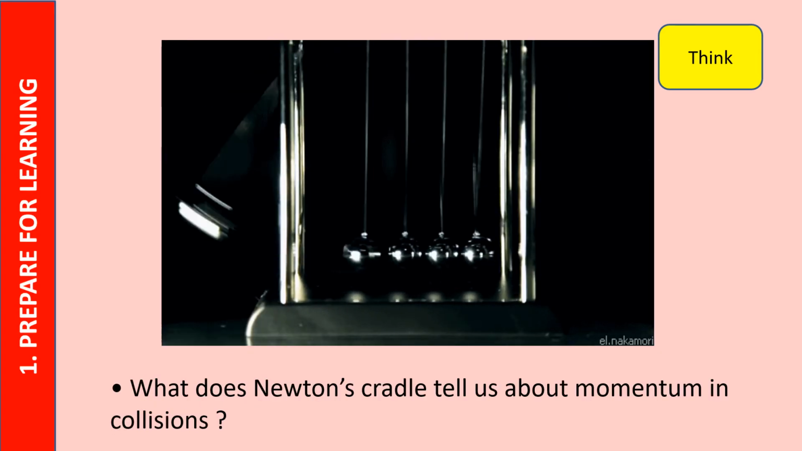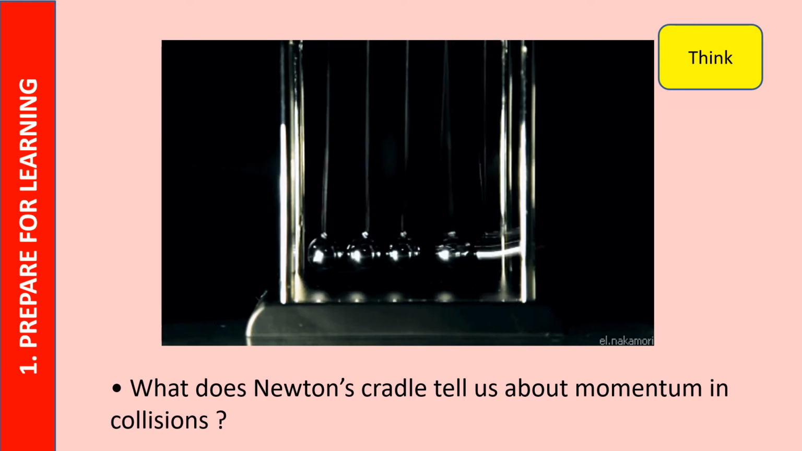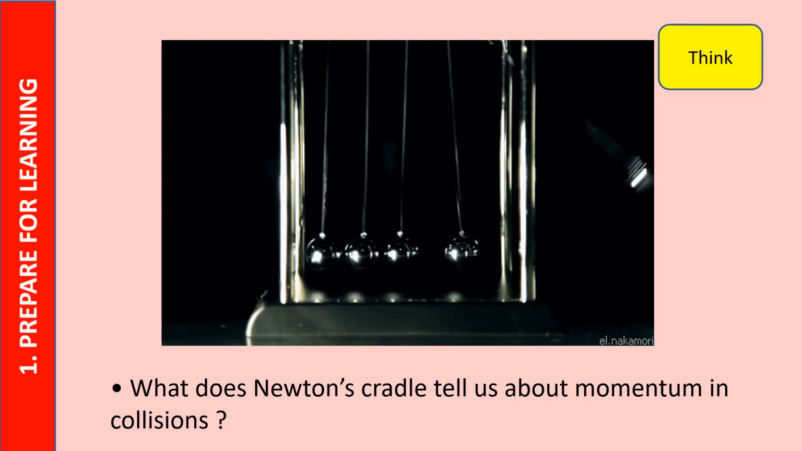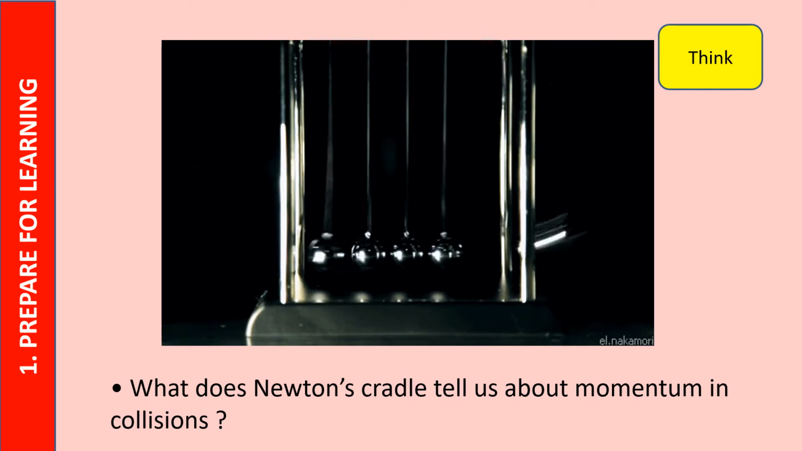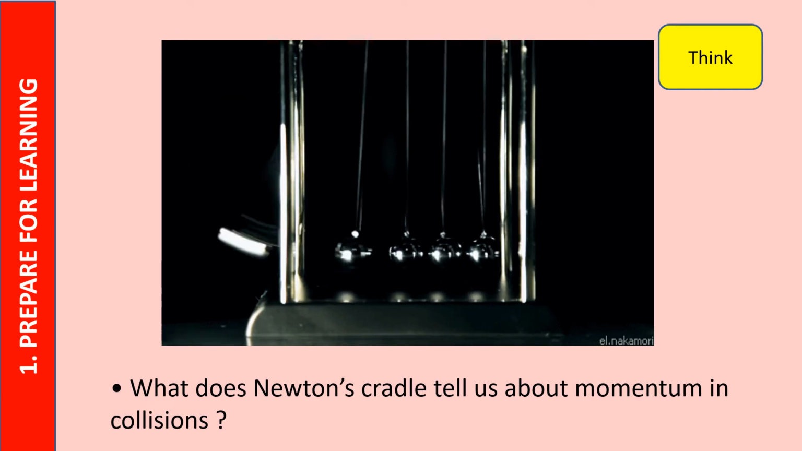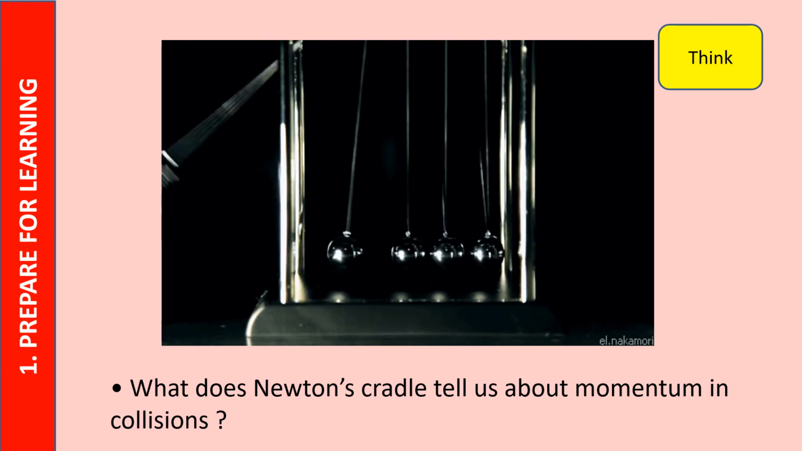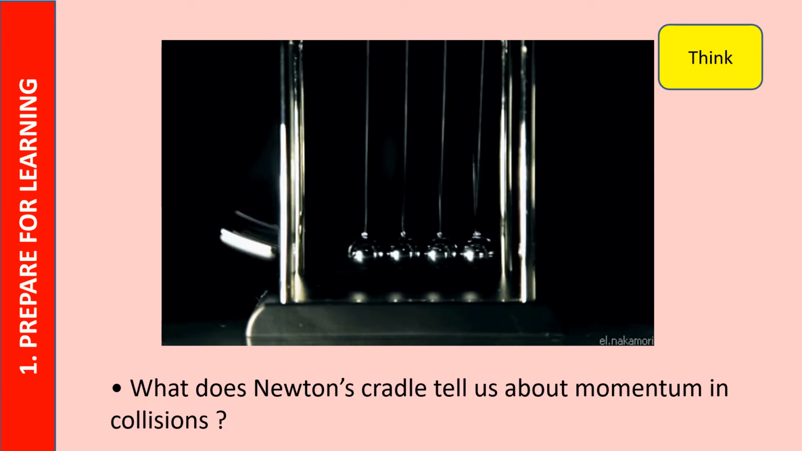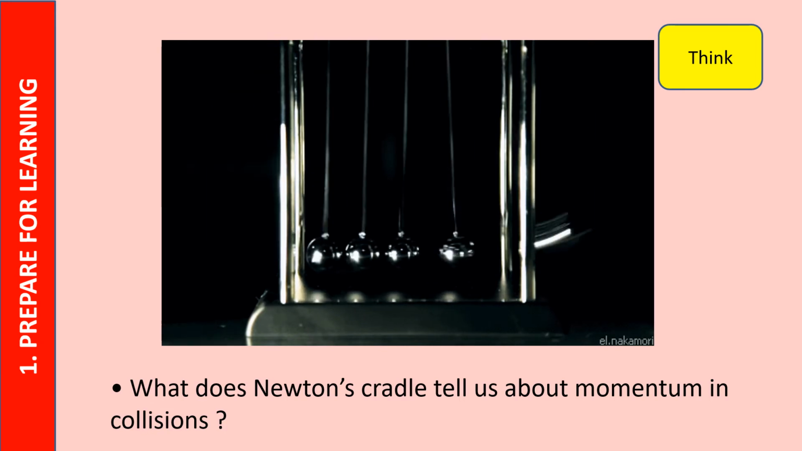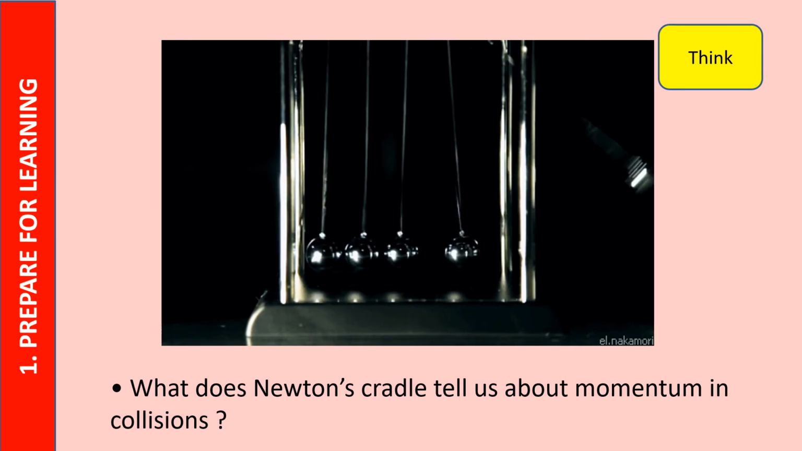Have a look at this piece of apparatus, which is something called a Newton's cradle. What does it tell us about the momentum in collisions? Newton's cradle is useful because it shows us how momentum is transferred in collisions. So the momentum is passed from one object to the next, to the next, to the next.